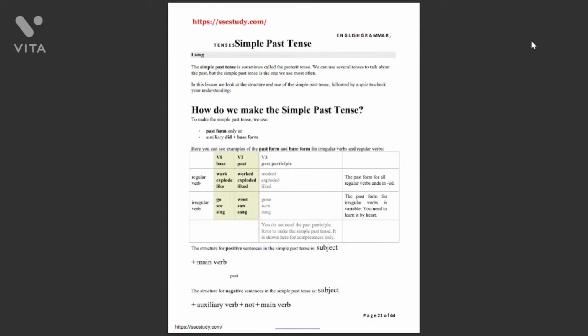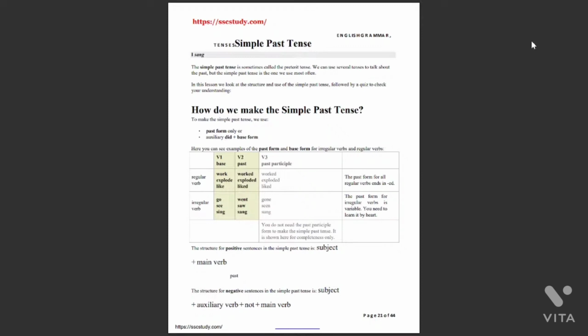So how do we make the simple past tense? What is the structure? For the simple past tense we use the past form only, and the auxiliary verb did plus base form. So this is the basic equation. Here you can see some examples of past form and base form for irregular verbs and regular verbs.